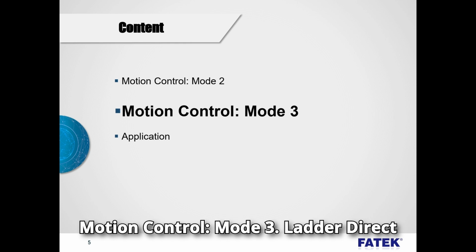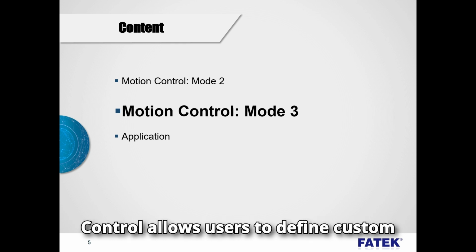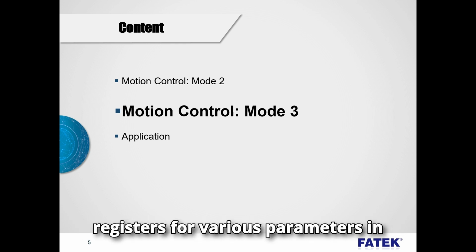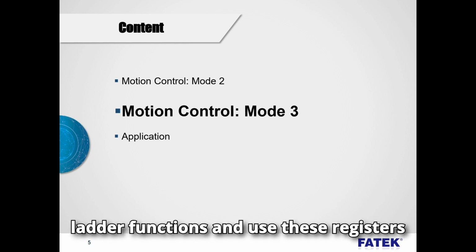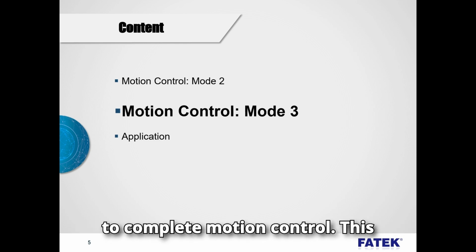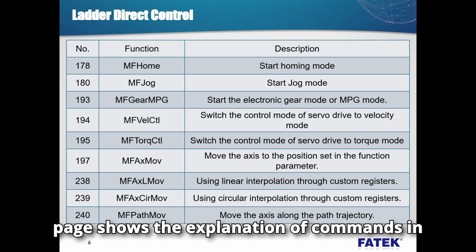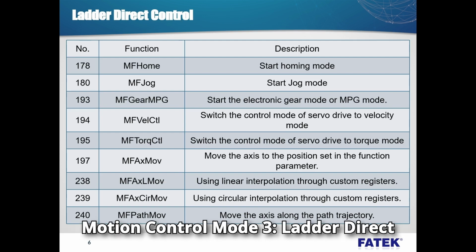Demonstration complete. Motion Control Mode 3 Ladder Direct Control allows users to define custom registers for various parameters in ladder functions and use these registers to complete motion control. This page shows the explanation of commands in Motion Control Mode 3 Ladder Direct Control.